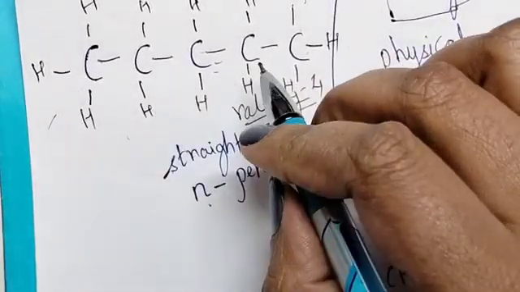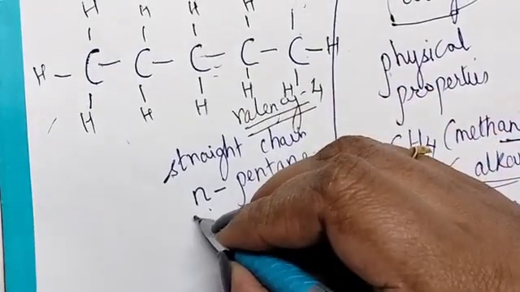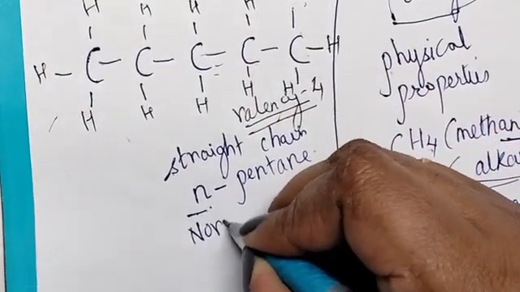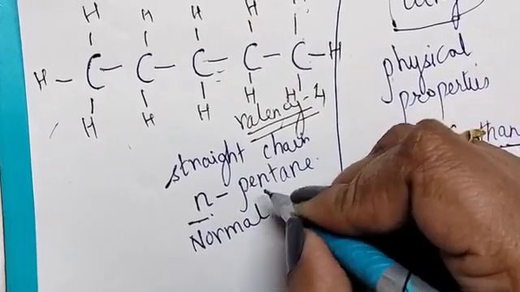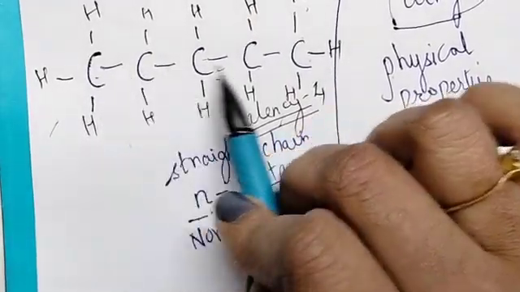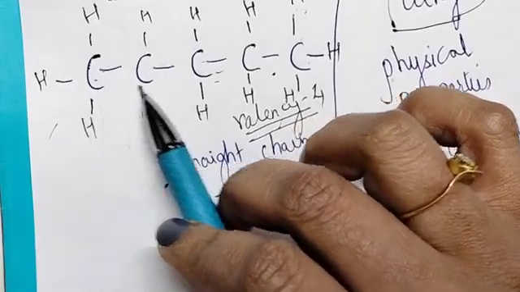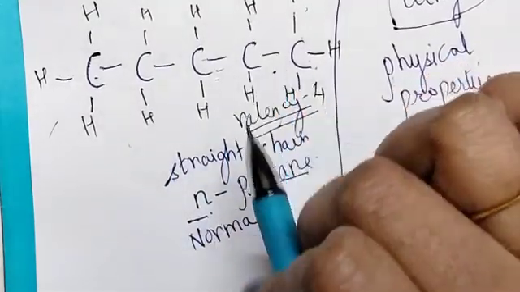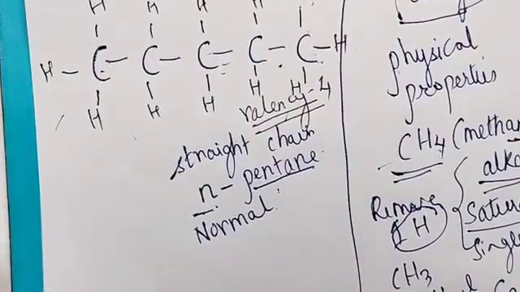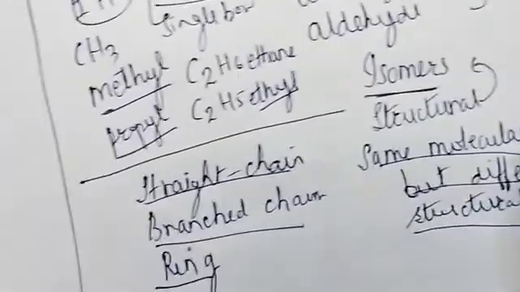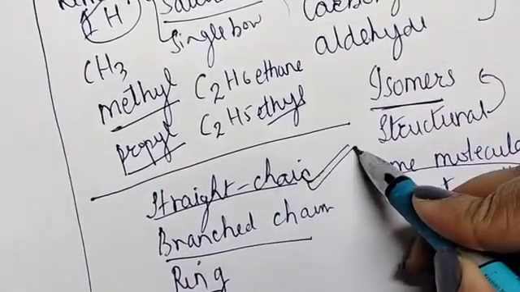Why not just call this simple pentane? Why N-pentane? N stands for normal. Okay, N stands for normal, and pentane because there are 5 of them. So whenever there is a straight chain, you can directly give a name to it and say N-pentane. Okay. Now coming to the second type. So I hope the first type is clear. What is meant by straight chain?